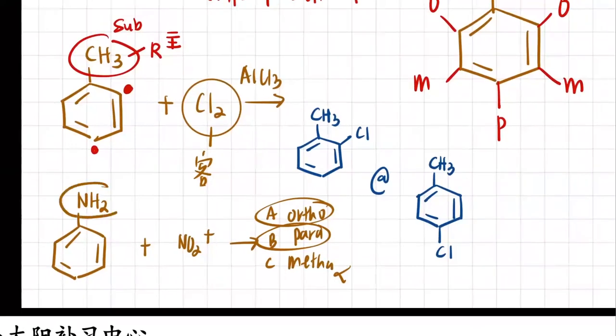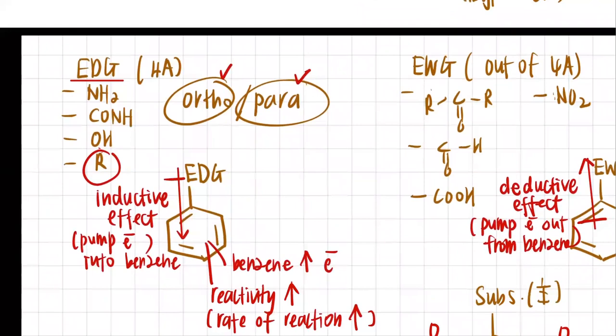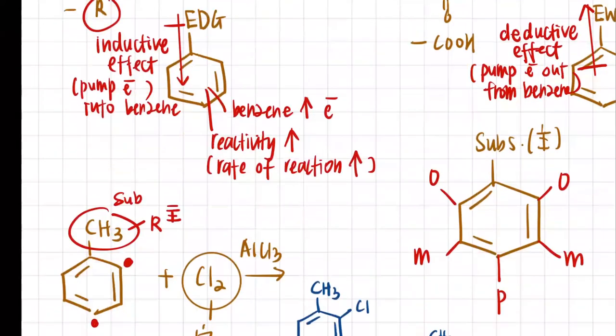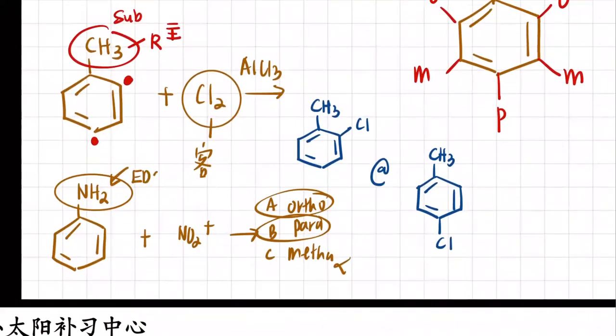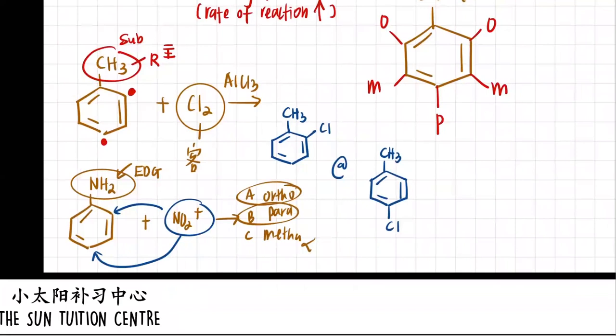Again, we look at the substituents on the benzene ring. The substituent on the benzene ring is NH2, and NH2 is an EDG, an electron donating group. It is the amine from your 4A. So when this is an EDG, it will offer the newcomer to go either ortho or para. We look at the existing substituent on the benzene, not at the newcomer. We are not going to look at the newcomers. It will be ortho or para.